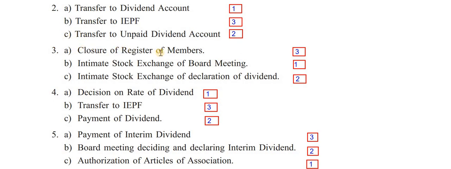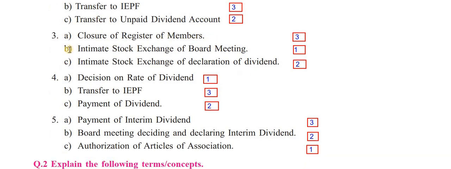Closure of register of members, intimate stock exchange of board meetings, intimate stock exchanges of declaration of dividend. सबसे पहले आएगा B, that is intimate stock exchange of board meeting, that is number 1. फिर आएगा C, intimate stock exchange of declaration of dividend, और last में आएगा A, that is closure of register of members. So you can say B is 1, C is 2, and A is 3.